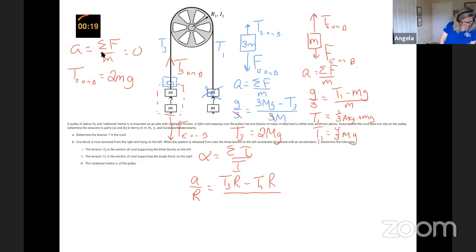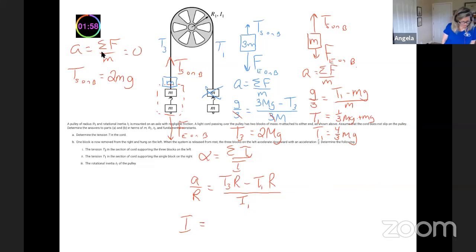Oh, they gave it to us. Whew, I didn't really want to derive that. Okay, so we're looking for I. Okay, we got it. So solve for I, and you get T3 minus T1. You know what I could do?